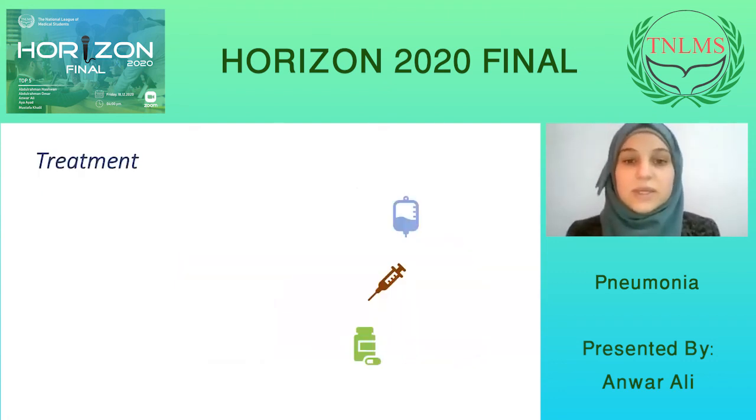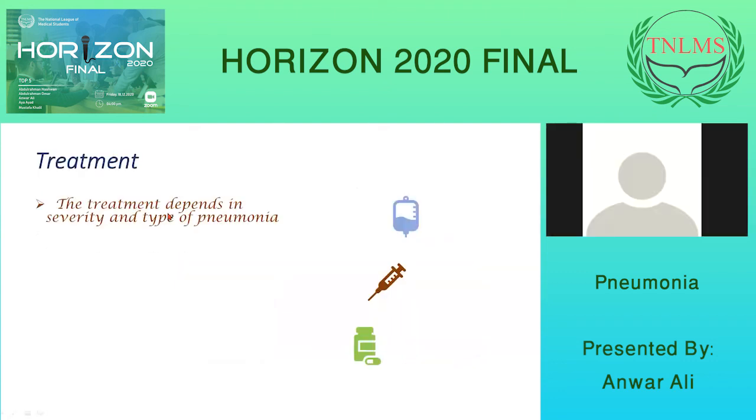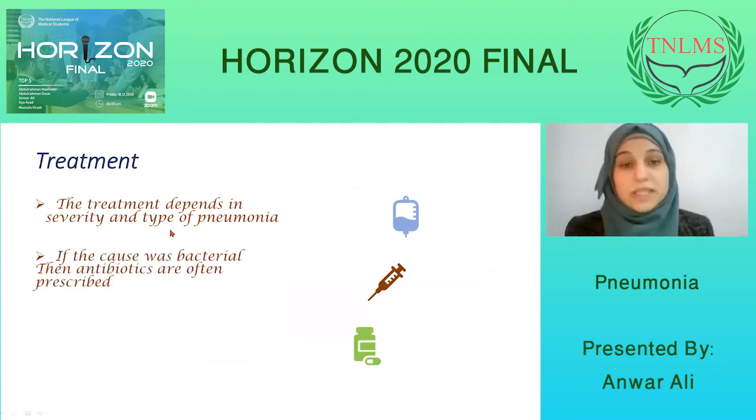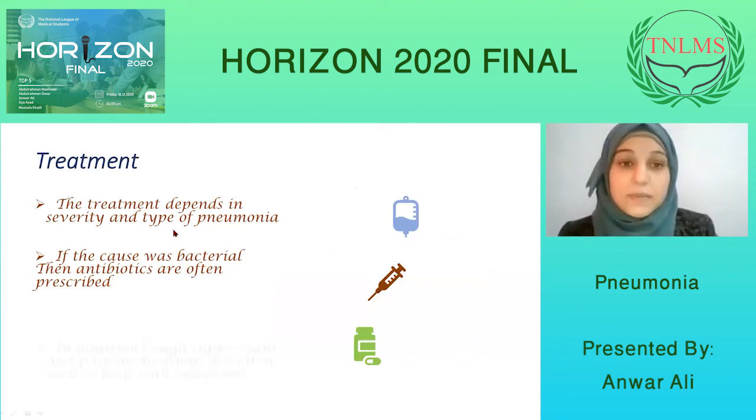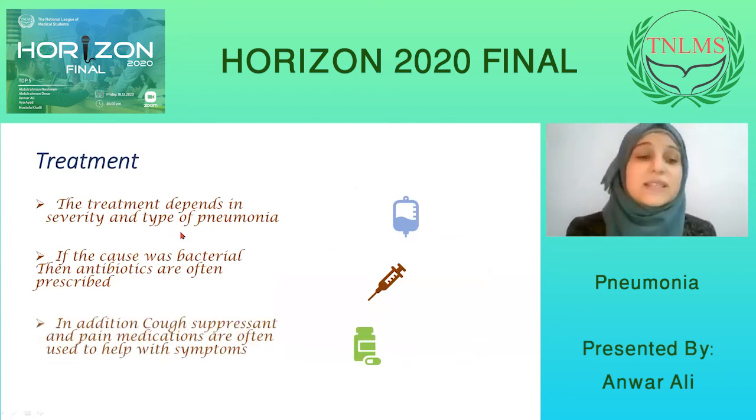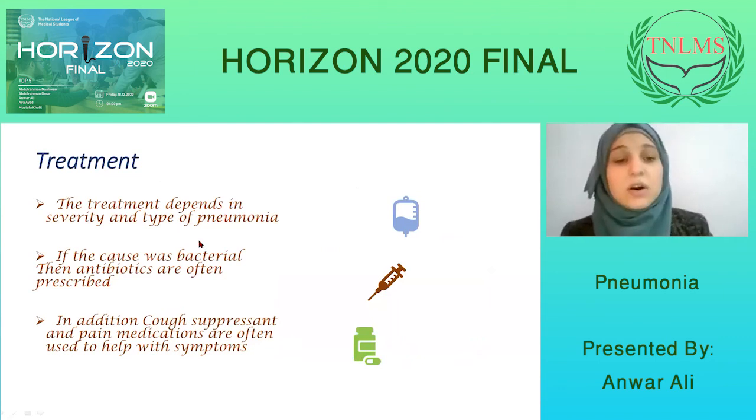Now the treatment depends on the severity and the type of pneumonia. For example, if the cause was bacterial, then antibiotics are often prescribed. In addition, cough suppressants and pain medication are often used to help with symptoms.